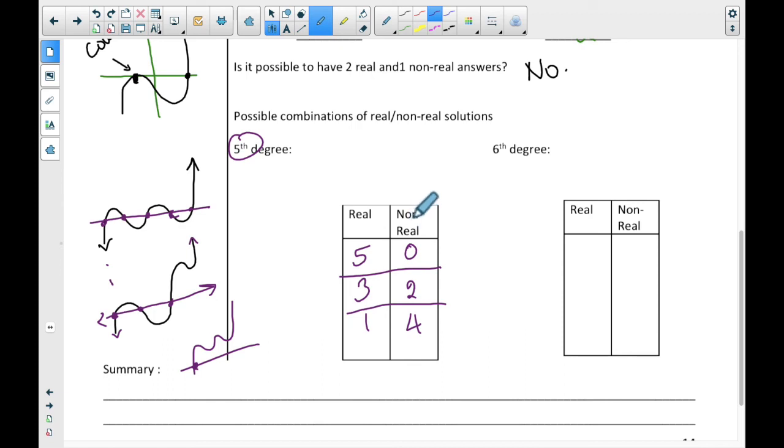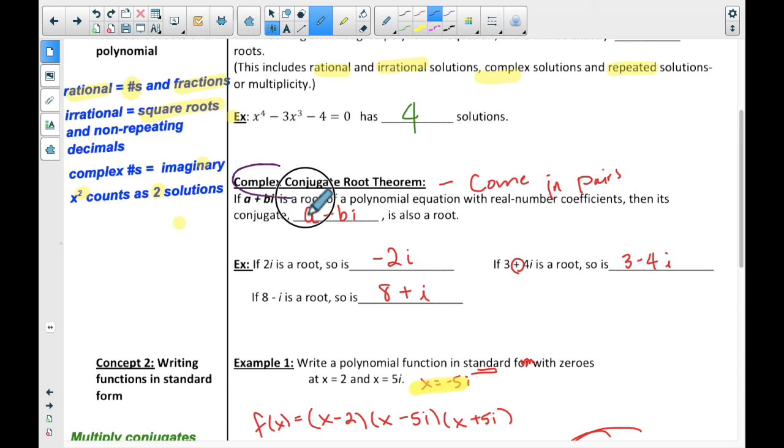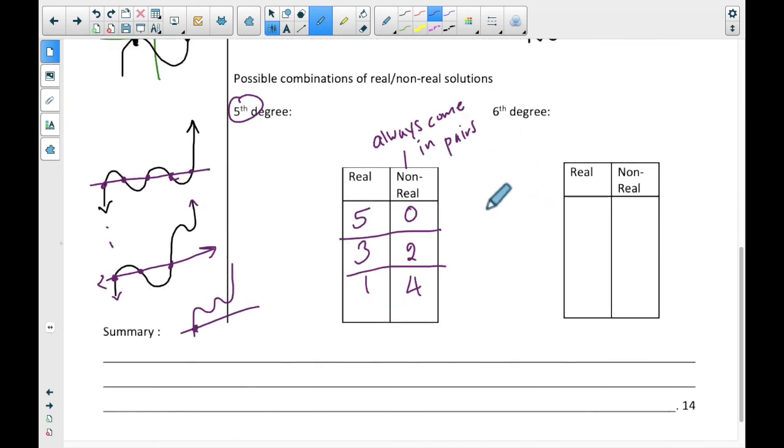Another thing is we just learned 2 different theorems. One of them was the complex conjugate root theorem here, and one of them was a couple pages ago, which was the irrational root theorem that says if one is a root, then the other one is also a root. If a plus bi, then a minus bi, and they always come in pairs. We had the same thing with radicals. So this non-real column always comes in pairs. They always have to be even numbers, 0, 2, 4. The real numbers, you could have any combination, 1, 2, 3, 4, 5, whatever, but these have to be even because they always come in pairs.